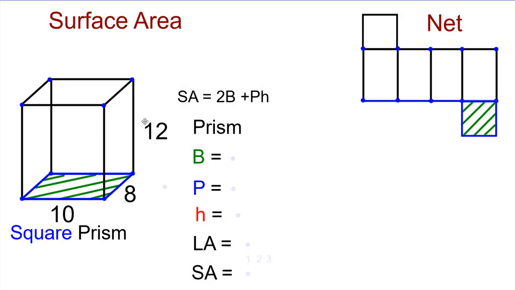All right, so let's talk about finding the surface area of a prism again, and then we're going to notice how the formula changes when we find the surface area of a pyramid. All right, so here we have a square prism.